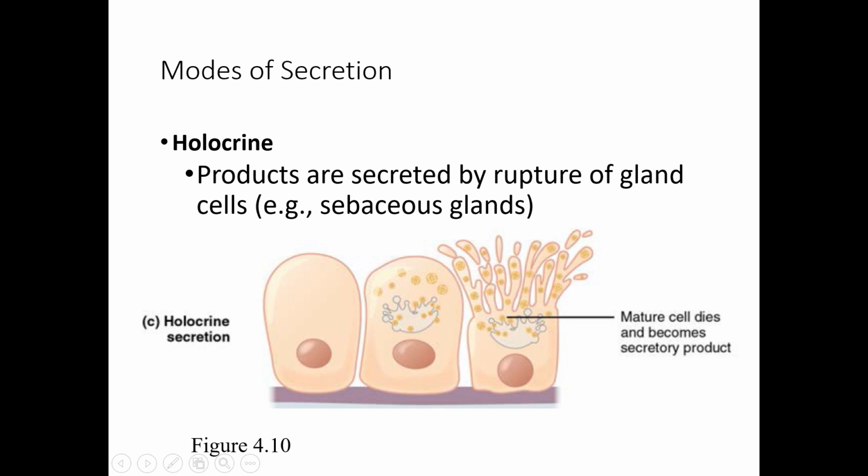And they produce their secrets by rupturing of the cell. So cell is born. Cell starts making products. When it's completely full with that product, the cell bursts, it dies, and releases the product. Example of that would be sebaceous glands or oil glands.